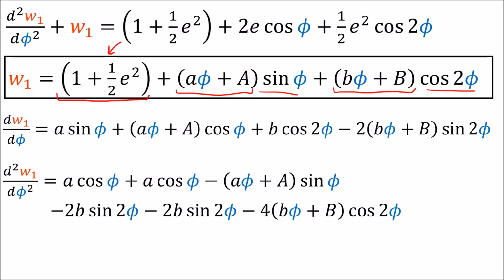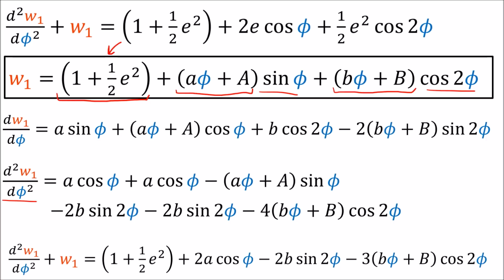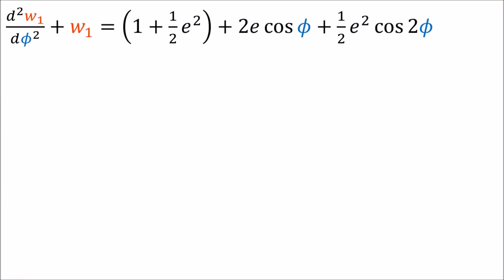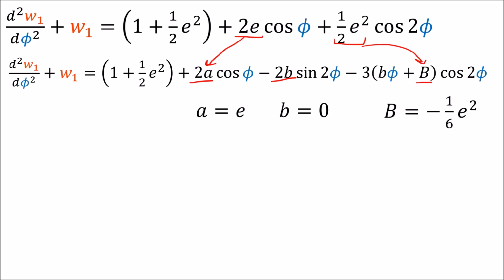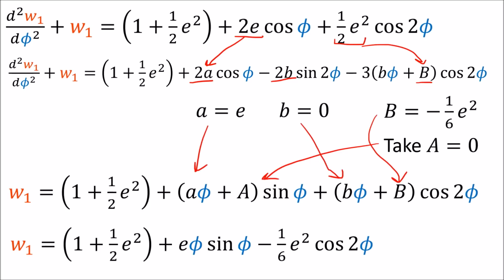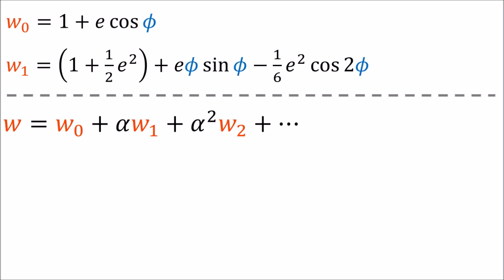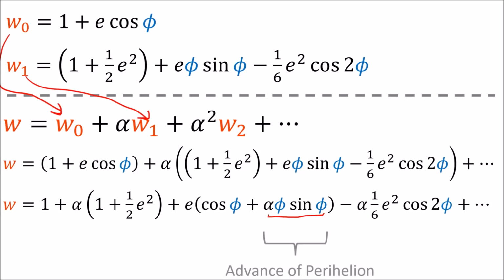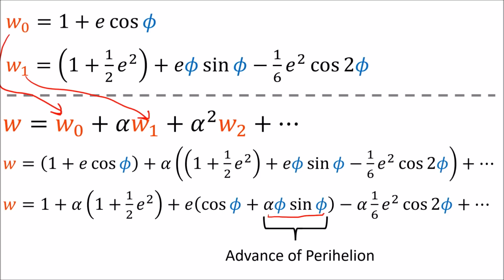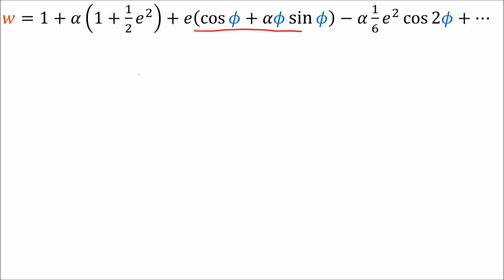If we find the second derivative and add it to the original function, we get this. Matching this form with the original differential equation, we get that small a is the eccentricity, small b is 0, big B is negative 1 over 6 e squared, and big A's value doesn't matter, so we'll just take it to be 0. Putting W0 and W1 back into the power series, we notice this sine term multiplied by a linear factor, and this is the term that causes the advance of the perihelion. So we have an equation for W.